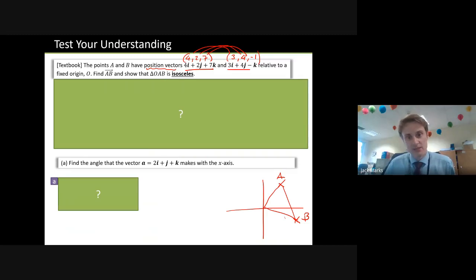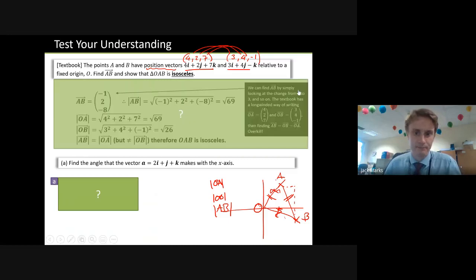So show that this is isosceles. Well, if it's isosceles, what could be true? Maybe they are the isosceles ones, but I don't know. Maybe it's those ones. So I need to find out what? I need to find out the magnitudes. You want the straight lines, the distances, the lengths of the triangle. So you need to do the magnitude of OA, OB, and AB, won't you? Because how else will you know which two sides are the same?